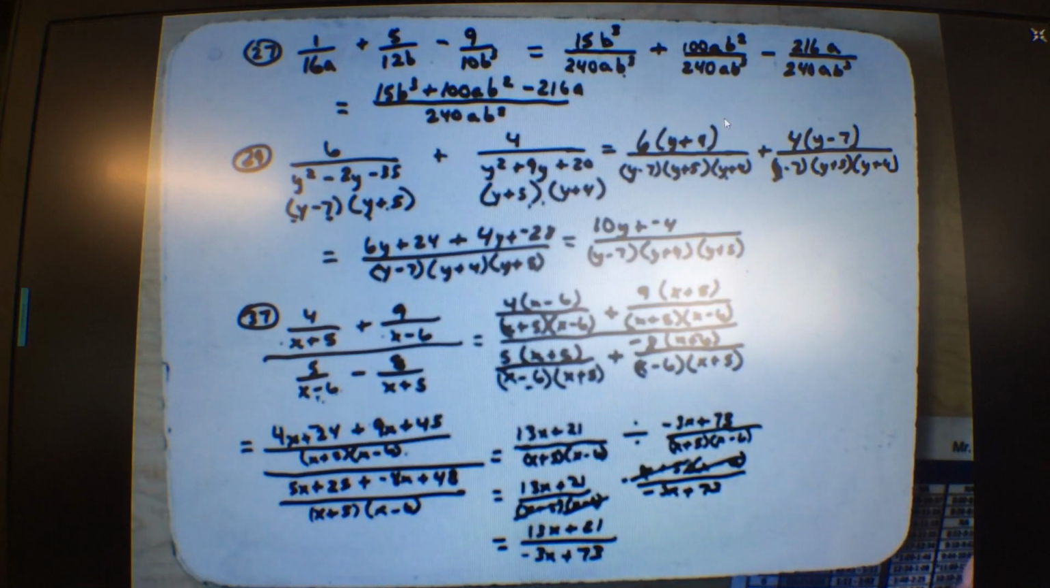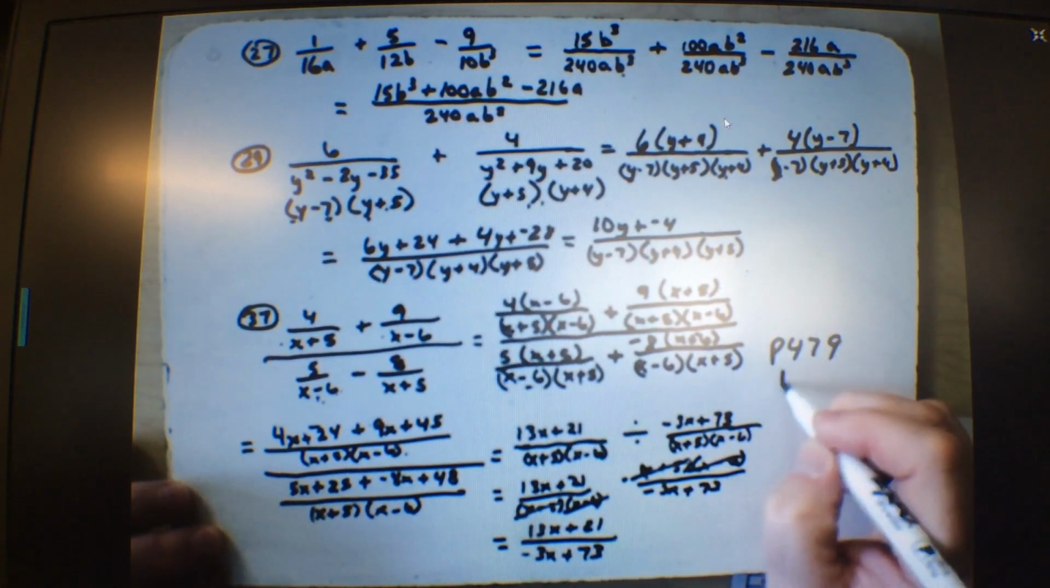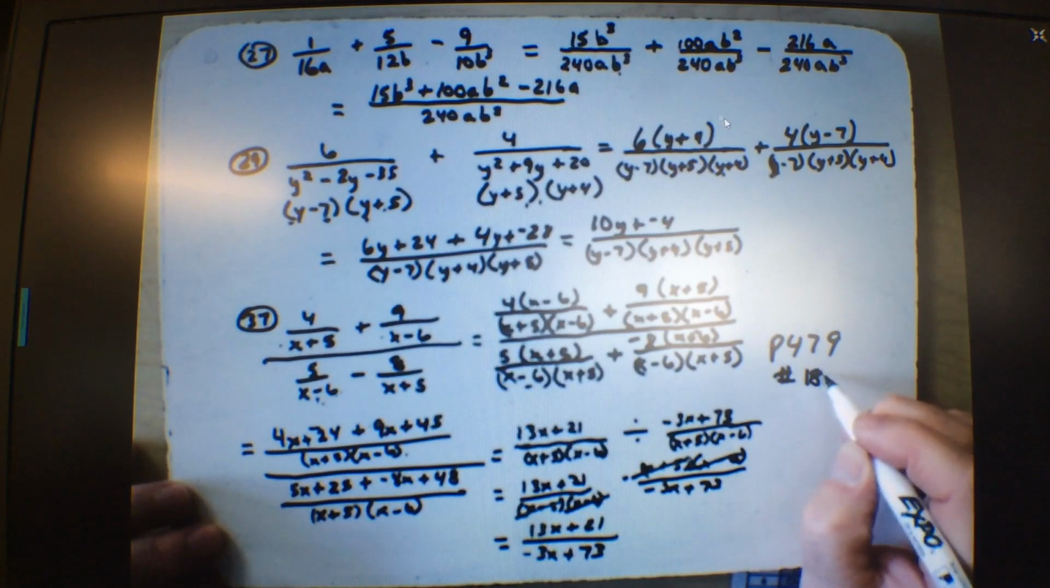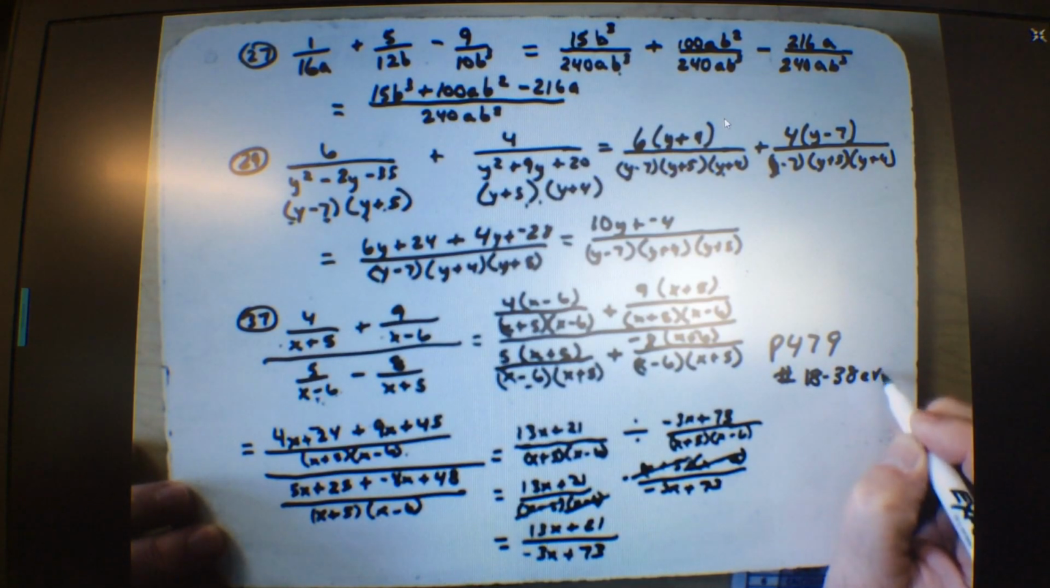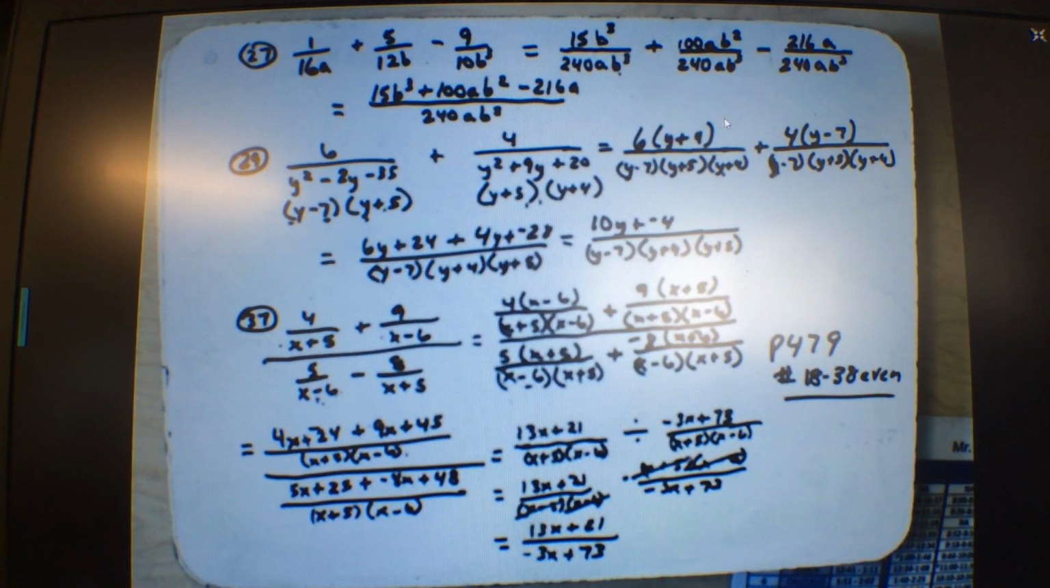Got it. All right, here's your assignment. Page 479, numbers 18 through 38 even. I would like it due tomorrow at the end of the period. Perfect. You'll write that down? I'll leave that there.